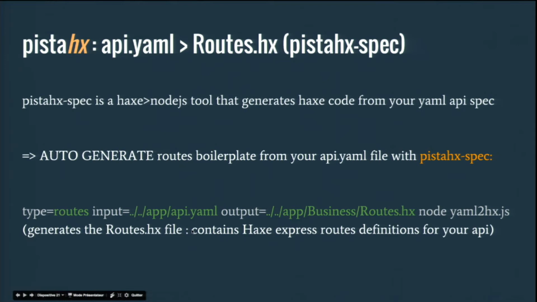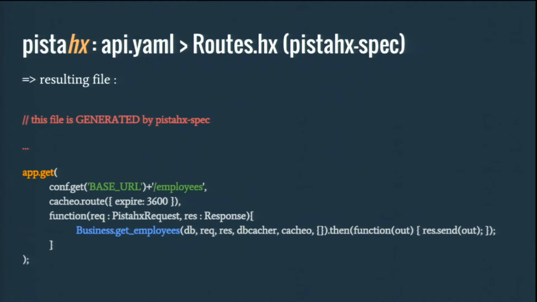And this file will contain all the route definitions in Express style, because I'm in Node.js, as this one. This has been auto-generated by pistahx-spec, so we can see that this is an Express syntax in Haxe. You see that your API will answer to GET hits on this employees route, and that it will call the getEmployees method that we just saw before. Again, this file has been auto-generated. You only have to write your specification and your business logic after this.